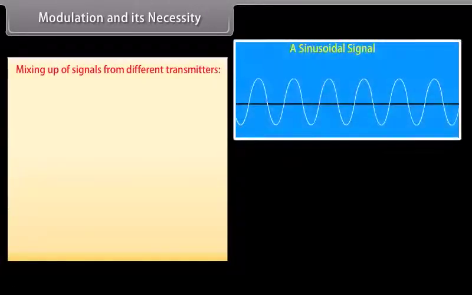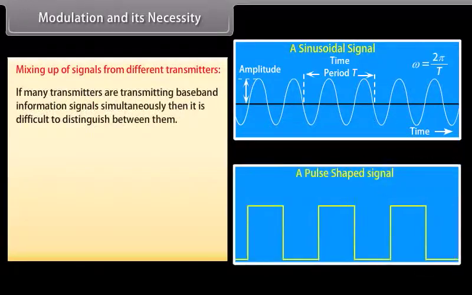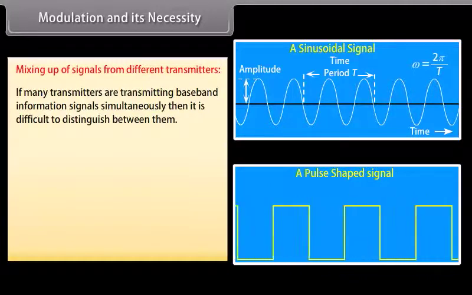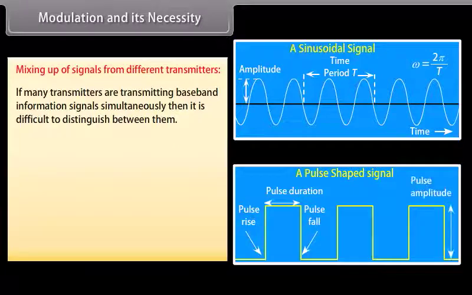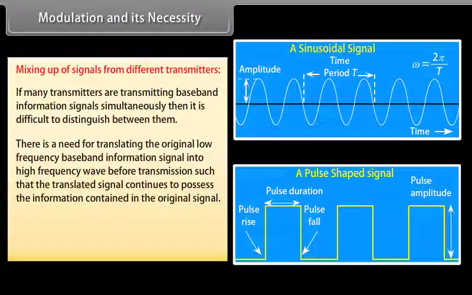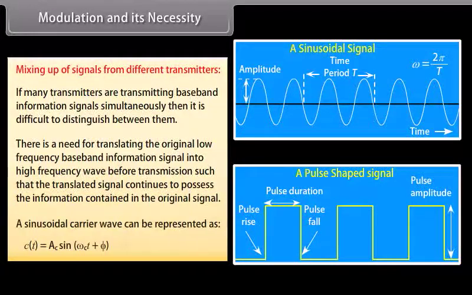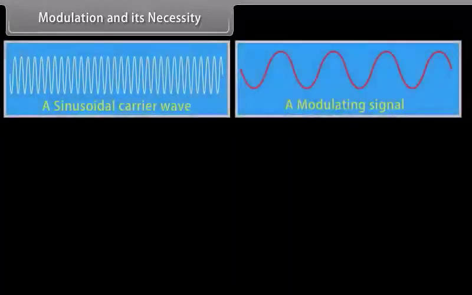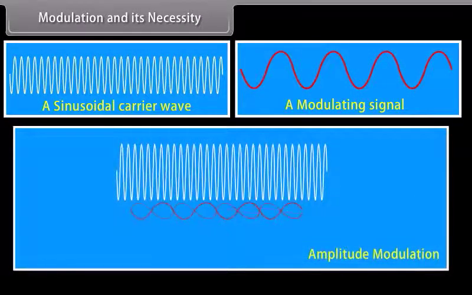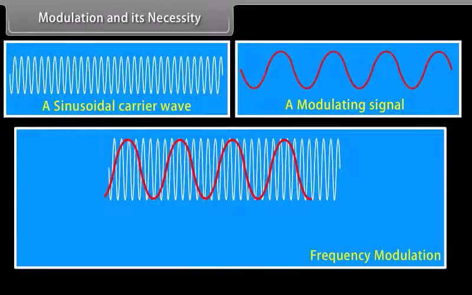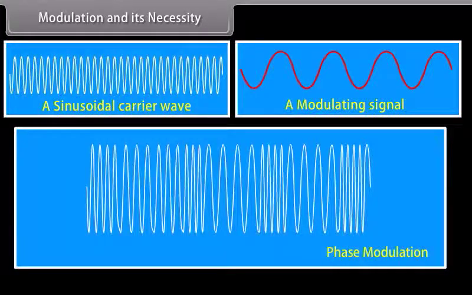Mixing up of signals from different transmitters. If many transmitters are transmitting baseband information signals simultaneously, then it is difficult to distinguish between them. There is a need for translating the original low-frequency baseband information signal into a high-frequency wave before transmission, such that the translated signal continues to possess the information contained in the original signal. A sinusoidal carrier wave can be represented as c(t) is equal to Ac sin(omega c t plus phi). There are 3 types of modulation: amplitude modulation, frequency modulation, and phase modulation.